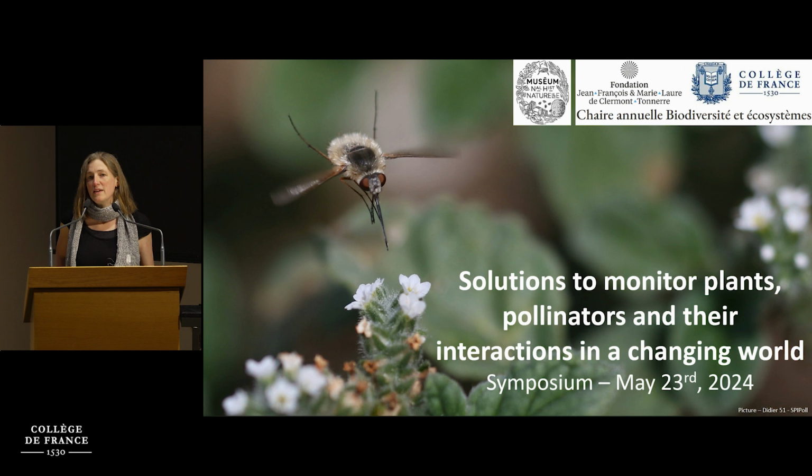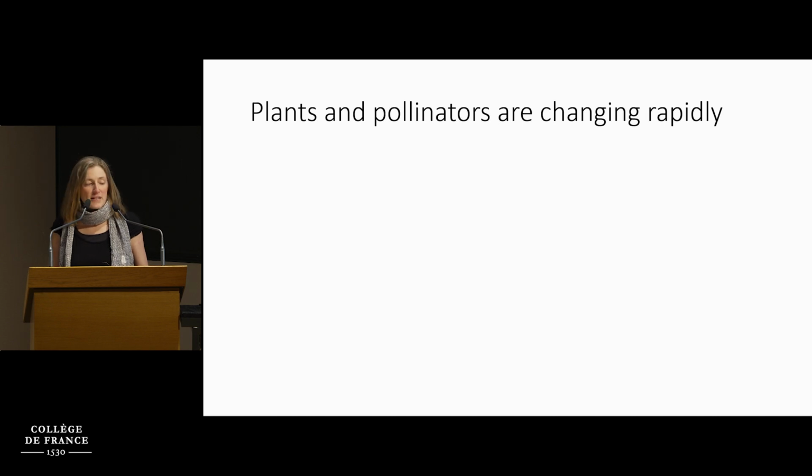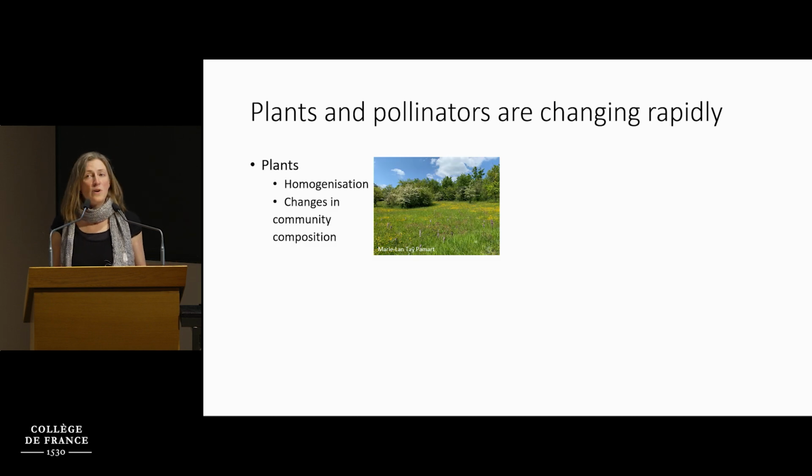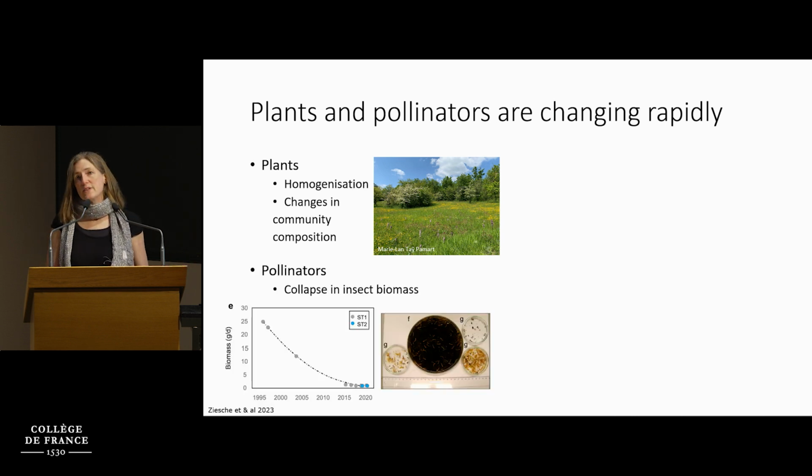So I will start with a quick introduction for today's talk. The general context, obviously, is that plants and pollinators are undergoing major changes nowadays, and these changes have different facets. I'm not going to list all of them, but for plants, for example, we're witnessing an homogenization of plant communities, as well as changes in the composition of these communities. For pollinators, many facets as well, but an obvious one is a collapse in the biomass of insects, which has been demonstrated by a couple of studies.